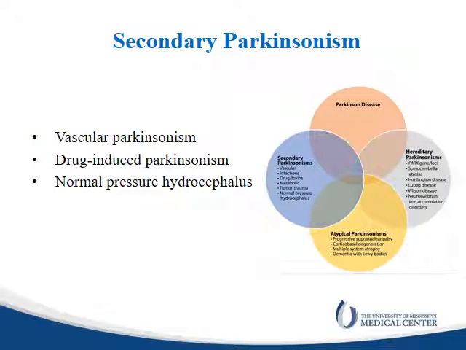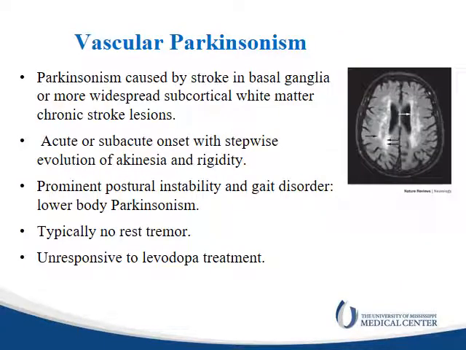And we're going to talk a little bit about secondary Parkinsonism. This includes vascular Parkinsonism, drug-induced Parkinsonism, and normal pressure hydrocephalus. Vascular Parkinsonism is usually caused by a stroke in the basal ganglia or much more widespread chronic subcortical white matter lesions. Typical vascular Parkinsonism presents acutely or subacutely with stepwise evolution of akinesia and rigidity.